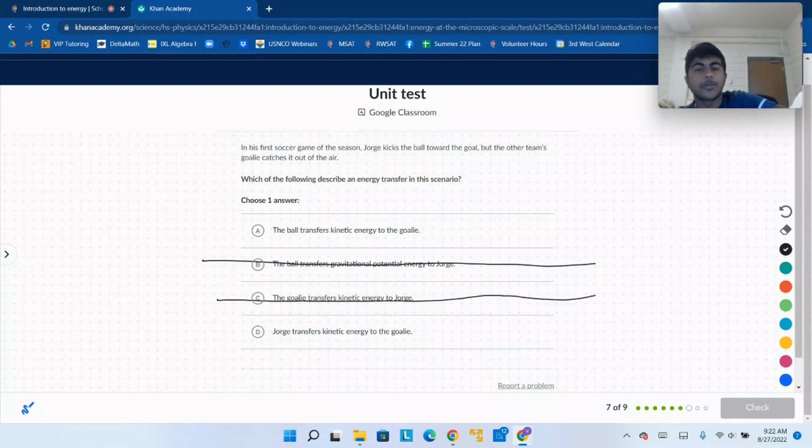Right, now we have two options. The ball transfers kinetic energy to the goalie, and George transfers kinetic energy to the goalie. Well, let's think about this. Alright, so we could technically make an argument for George transferring kinetic energy to the goalie, because he's transferring kinetic energy to the ball, and the ball is transferring kinetic energy to the goalie. But in that, the ball is also transferring kinetic energy.